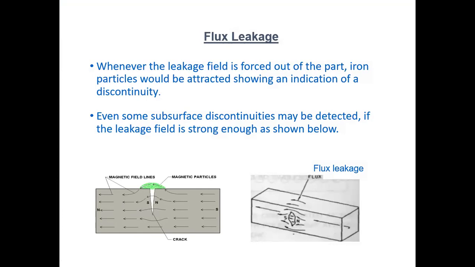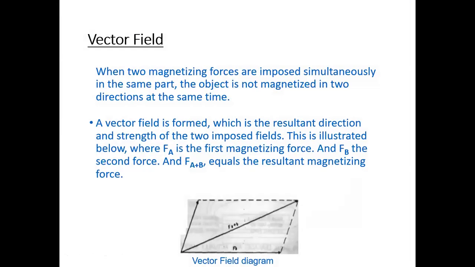Even some subsurface discontinuities may be detected if the leakage field is strong enough, as shown below. Now here, see, this is the surface defect, so many lines of force will come out, so we get a strong leakage field. But here some of the lines of force are passing between the defect and the outer surface, so only some of the lines of force will come out. So the indication will be weak because fewer lines of force come out of the job.